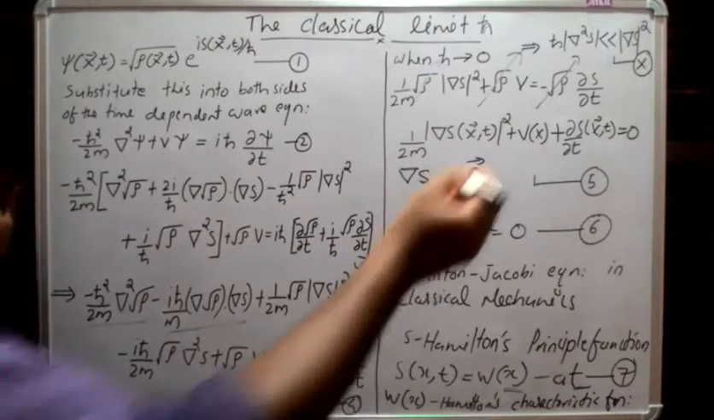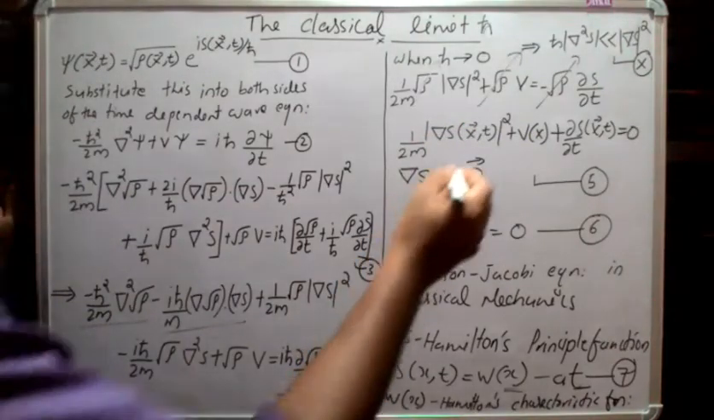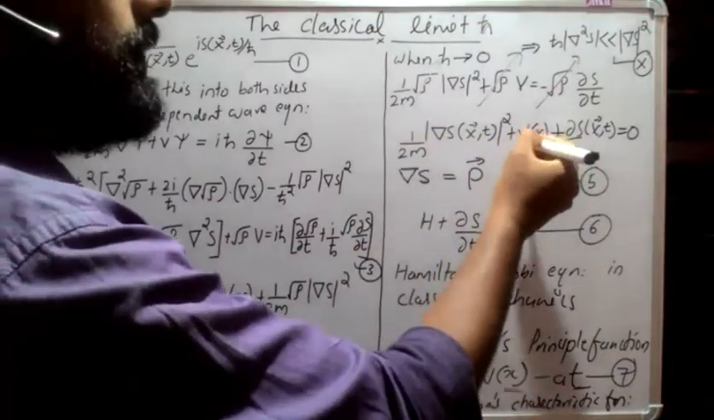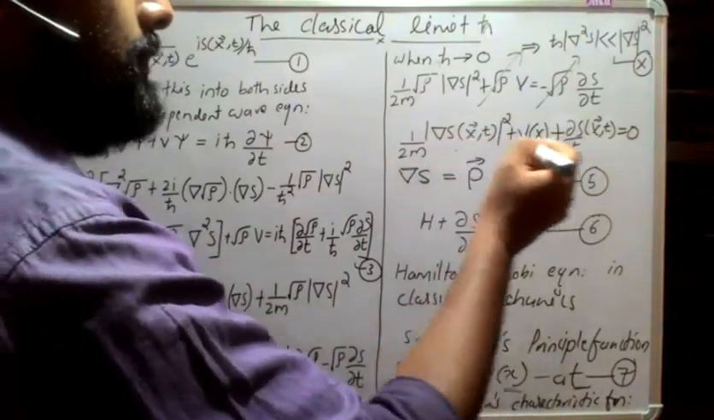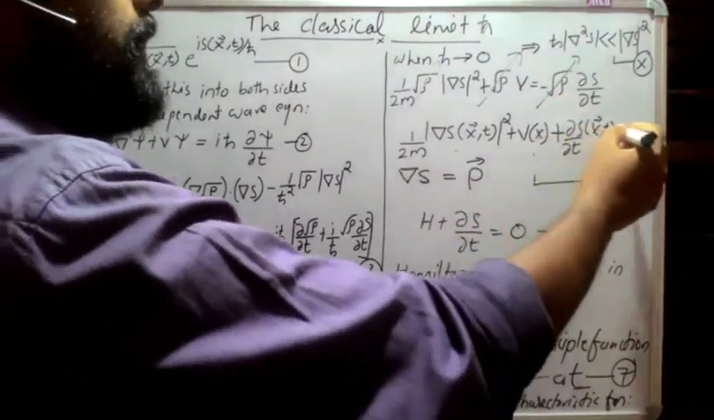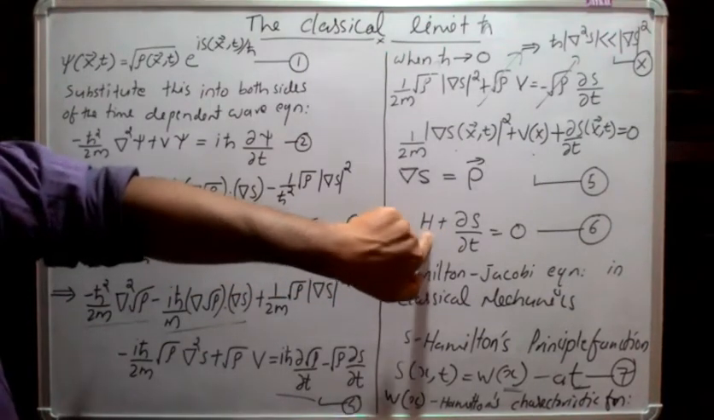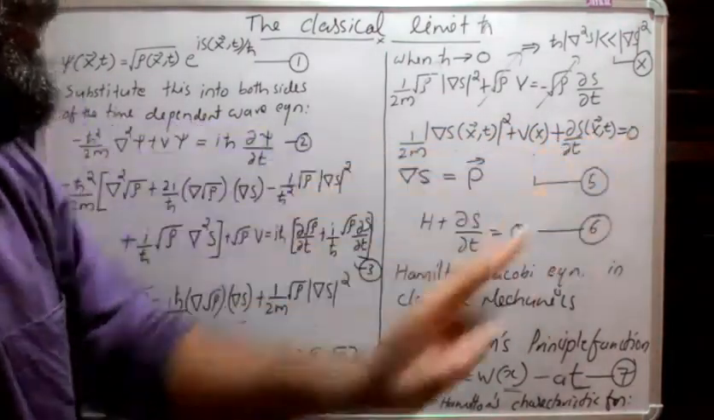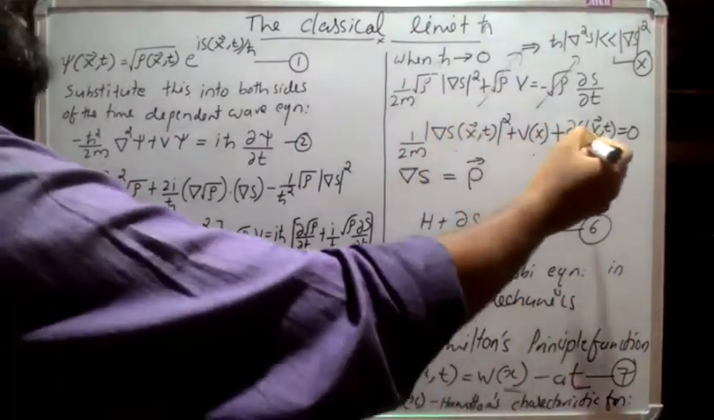So look at this equation 5. Here the mod del S squared over 2m is in the dimension of p squared over 2m, plus this is the potential term V of x. So the kinetic energy term plus the potential energy term is the total energy term, plus dou S by dou t equal to 0. That is, in classical mechanics, this is the Hamiltonian. So this is Hamiltonian plus dou S by dou t equal to 0, which is similar to the Hamilton-Jacobi equation in classical mechanics.